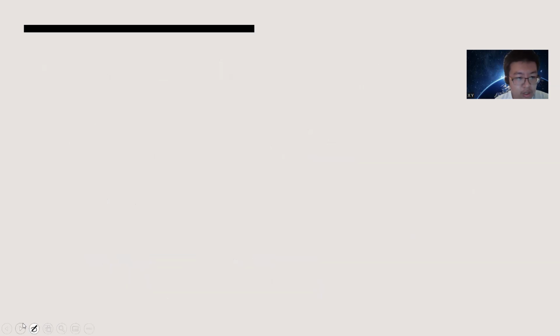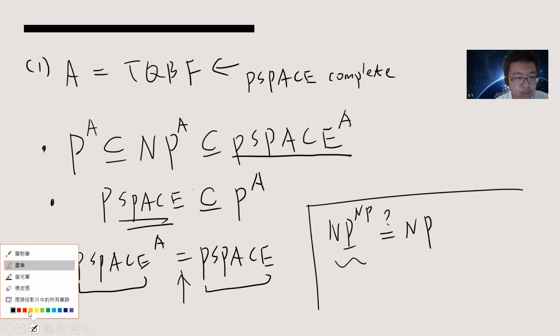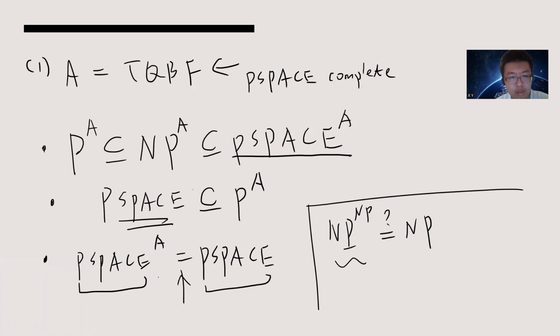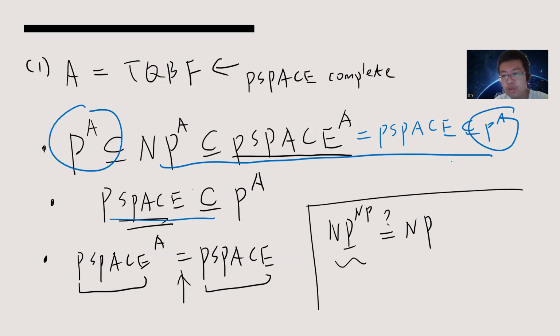If you have these three facts, then PSPACE with oracle A is the same as PSPACE, and P with oracle A is a subset of NP with oracle A, which is a subset of PSPACE with oracle A. Since the ends are the same, everything in the middle should be the same. So P with oracle A equals NP with oracle A. This is the first part.